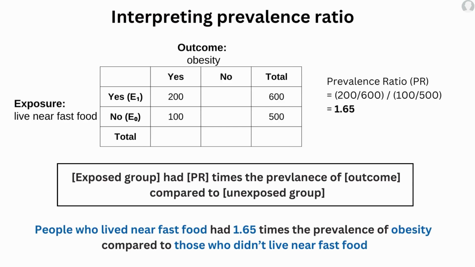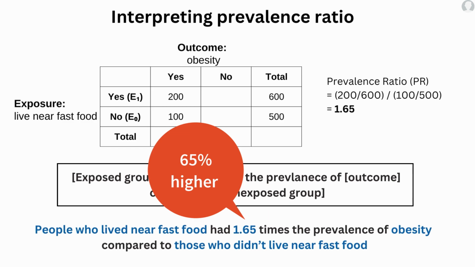In our fast food example, the prevalence ratio is 1.65. We can plug in the variable names into the generic interpretation sentence, and our interpretation becomes, people who live near fast food had 1.65 times the prevalence of obesity compared to those who didn't live near fast food. We could also turn the prevalence ratio into a percentage and say that people who live near fast food had a 65% higher prevalence of obesity relative to those who didn't live near fast food.